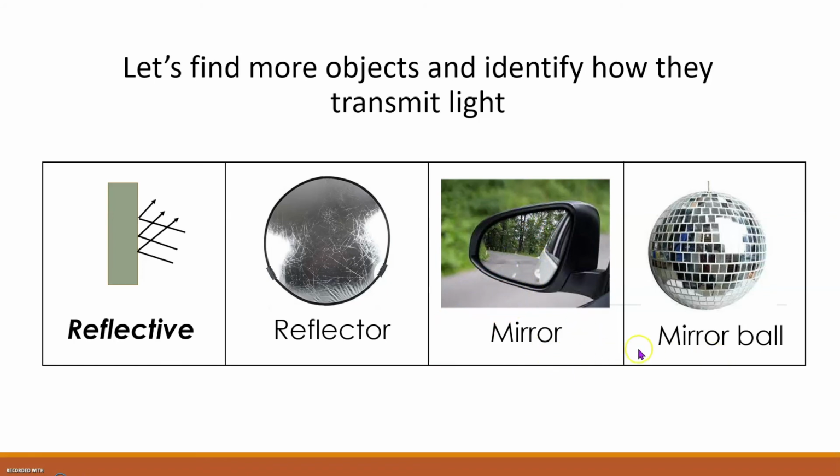Another example of a reflective material is the mirror ball. Everybody repeat after me: mirror ball. Very good. A mirror ball is also a reflective material because the light bounces off. This is used in pubs or discos.